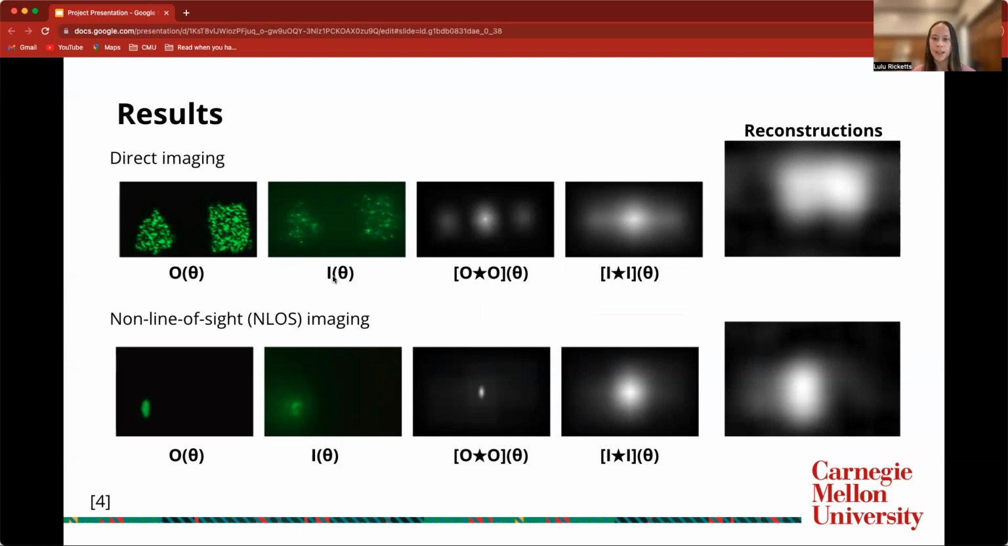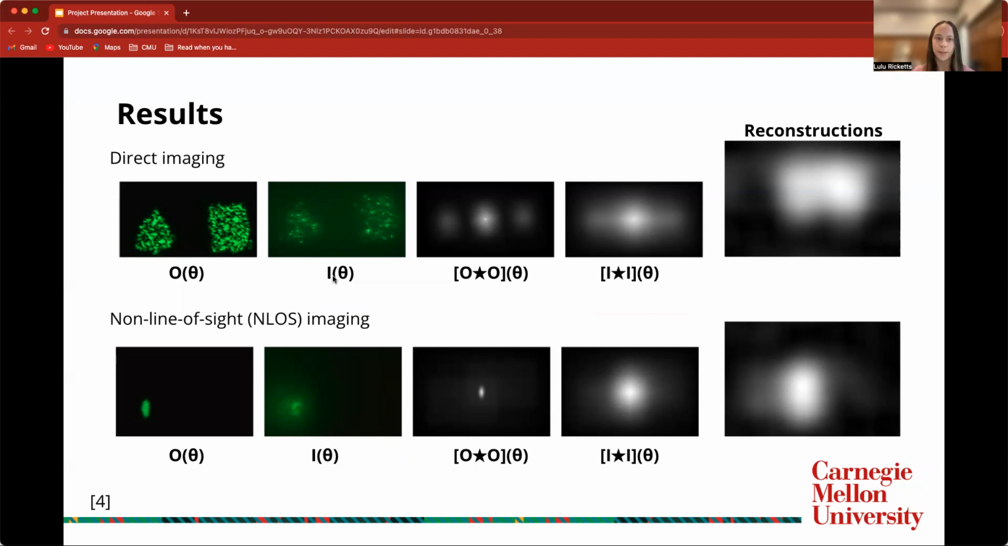For the non-line of sight case, the autocorrelation of the object is an oval shape, and the autocorrelation of the image follows the same kind of shape as well, where it's longer in the vertical direction. The reconstruction is able to retrieve this oval shape, although a little bit noisily, and it is located in approximately the correct location on the image.